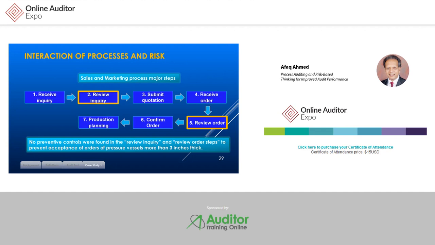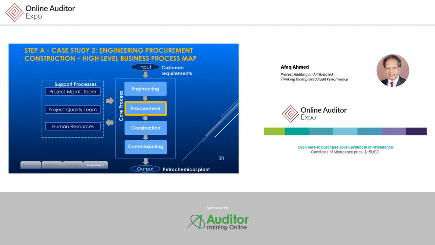The risk identified by the auditor during the audit of the production process was cross-checked with the sales and marketing process, and preventive controls were identified to avoid acceptance of orders for over 3-inch thick vessels. This is a good example of determining risk associated with when processes cross functional boundaries and identifying controls to mitigate its effect.